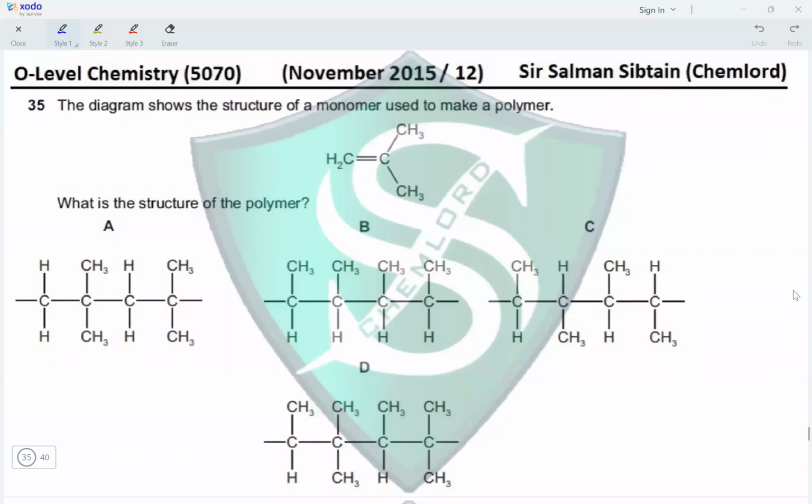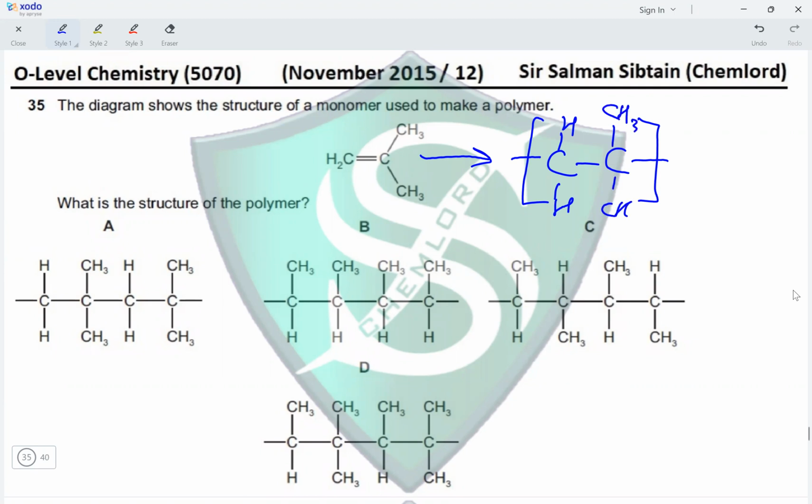Question 35. The diagram shows the structure of a monomer used to make a polymer. Okay, so this diagram has a double bond present in it. Therefore, this will form an addition polymer. What is the structure of the polymer? So let's work out the repeat unit and then see the structure. So the repeat unit will have a carbon-carbon single bond present with the left carbon atom having two hydrogen atoms on it and the right one having two CH3 groups on it. So this is the repeat unit of the polymer made from this monomer.